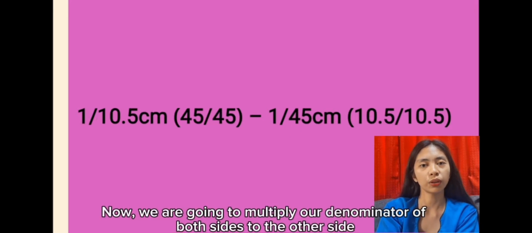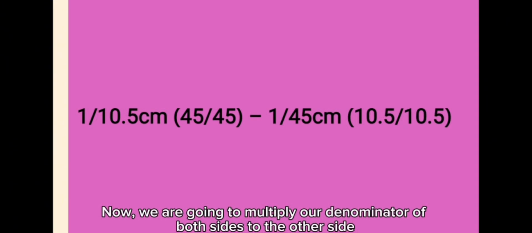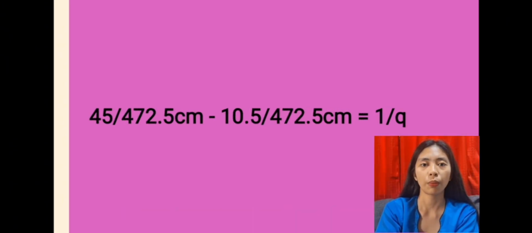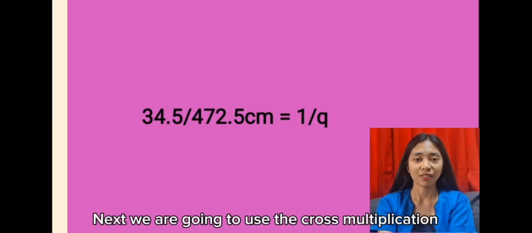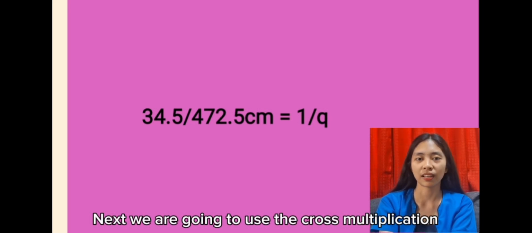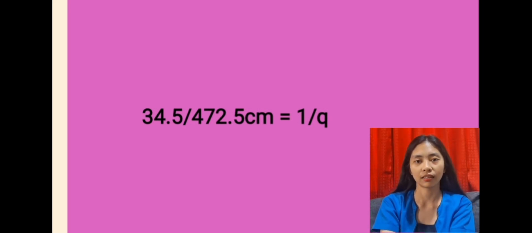Now we are going to multiply the denominator to the other side. We have here 45 over 472.5 cm minus 10.5 over 472.5 cm is equal to 1 over q. Next, we are going to use cross multiplication. And here's the result.